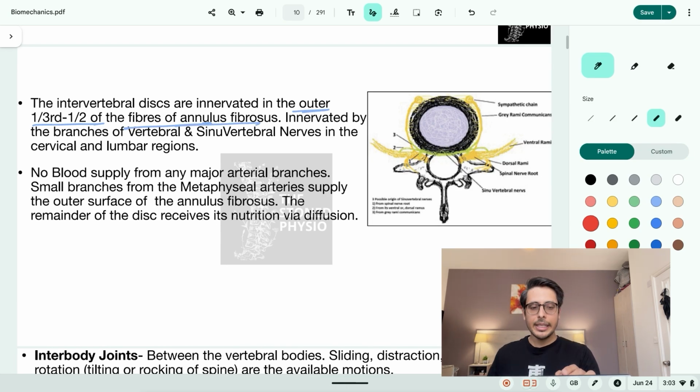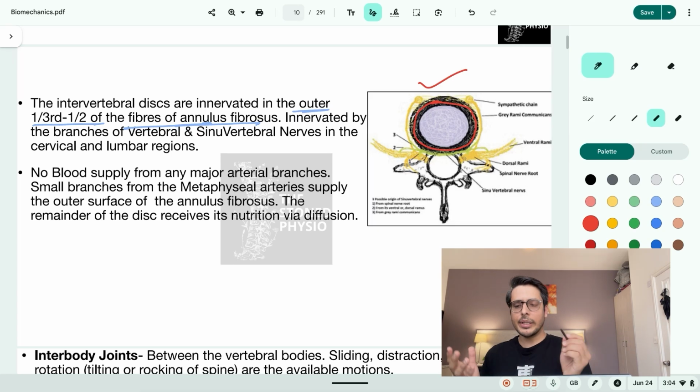So if we look at this picture, mostly this outer section, and just one third to half of the annulus fibrosus, has the nerve innervation, and it is innervated by the vertebral and the sinuvertebral nerves.